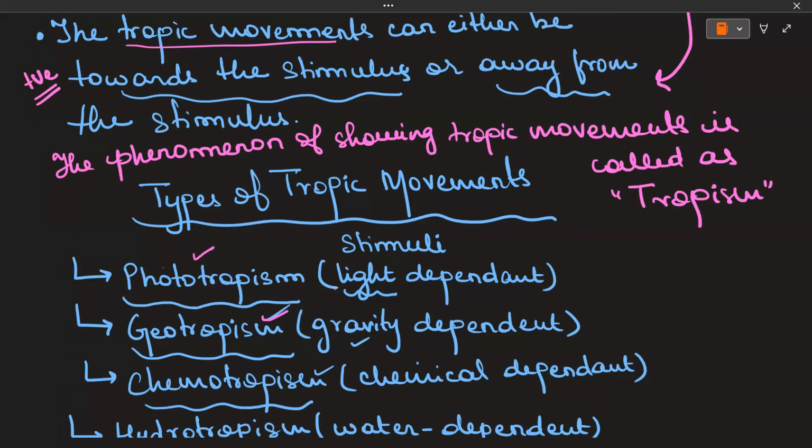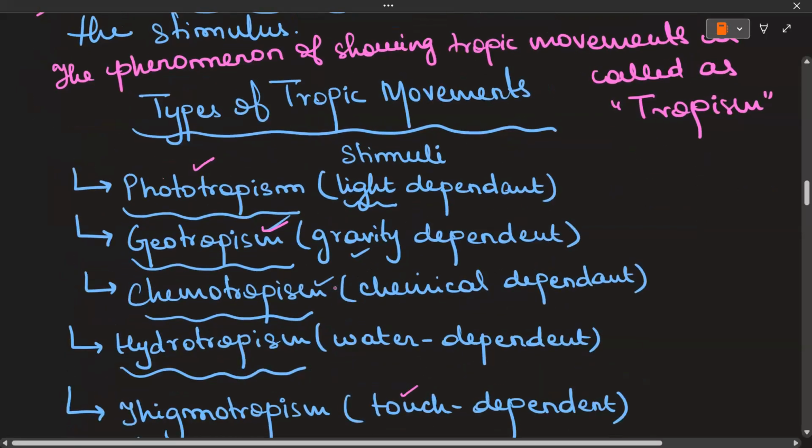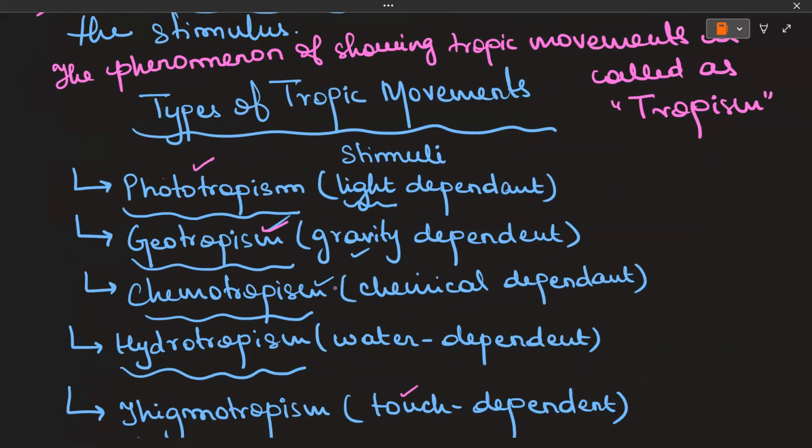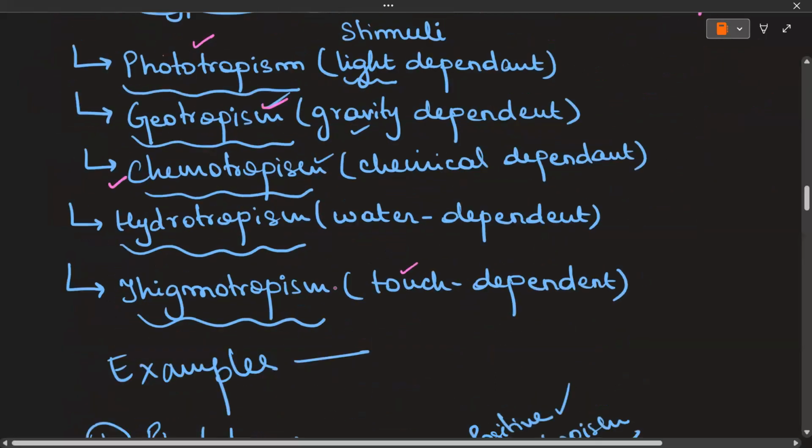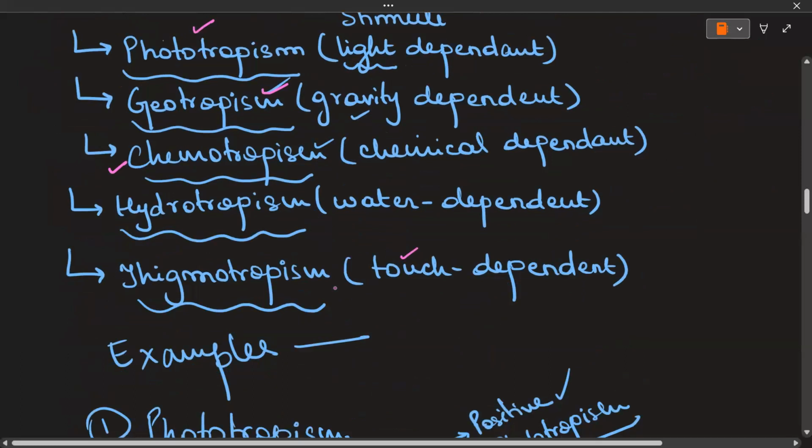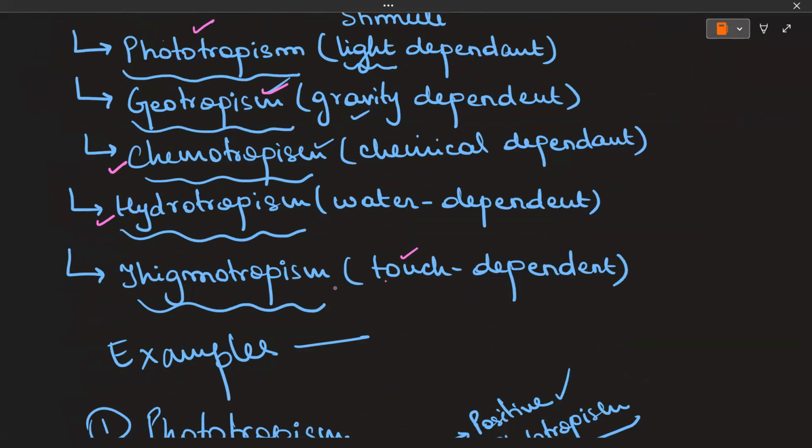Now we are changing the stimulus and the name changes on its own. For example, if the stimulus is light, then it will be phototropism. The word photo means light. If the stimulus is gravity, then the name will be geotropism. If the stimulus is chemical, then the name would be chemotropism. If the stimulus is water, then it will be hydrotropism. And the last one, if the stimulus is touch, then it will be known as thigmotropism.